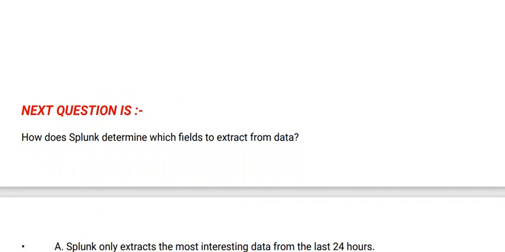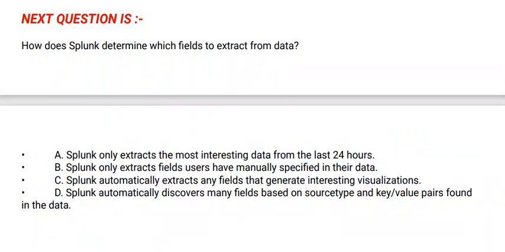Next question is, how does Splunk determine which fields to extract from data? Options are, option A, Splunk only extracts the most interesting data from the last 24 hours. Option B, Splunk only extracts fields users have manually specified in their data. Option C, Splunk automatically extracts any fields that generate interesting visualizations. And option D, Splunk automatically discovers many fields based on source type and key or value pairs found in the data. The correct option is option D.